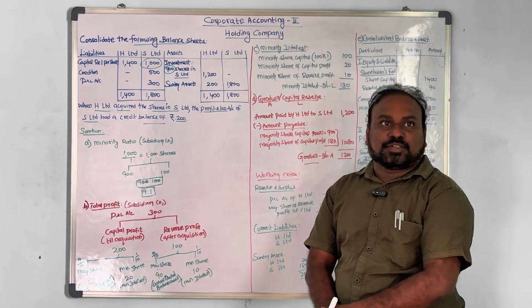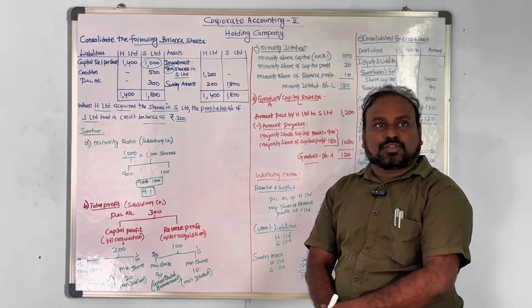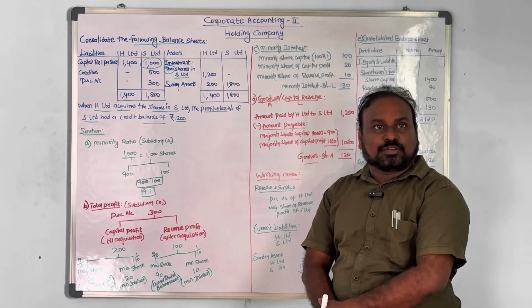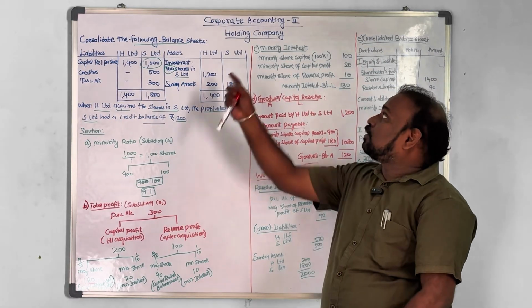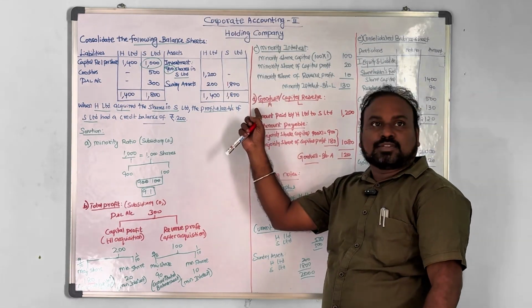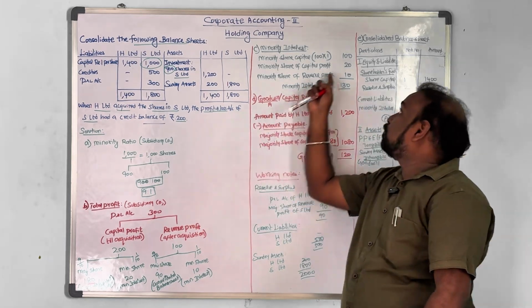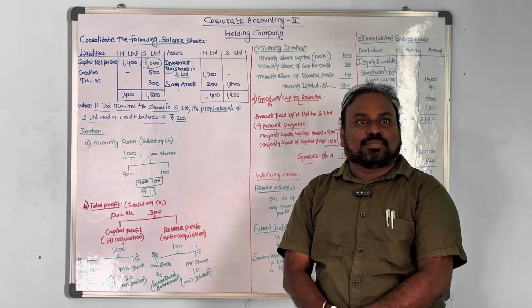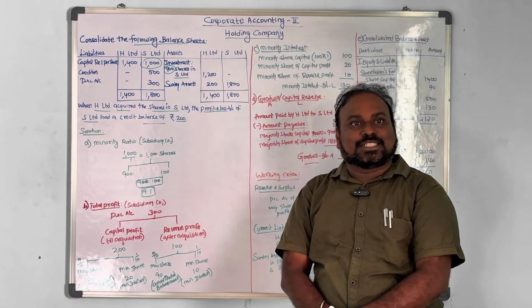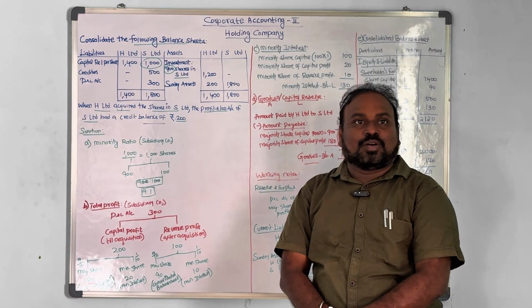So for all the problems, you need to go with the five working notes. First one is minority ratio. Second one is total profit; from the total profit, we have to calculate how much is the capital profit and how much is the revenue profit. Third one is minority interest. Fourth one is goodwill or capital reserve. Fifth one is the consolidated balance sheet. It is an important part B problem from the semester examination point of view. Thank you. All the very best.